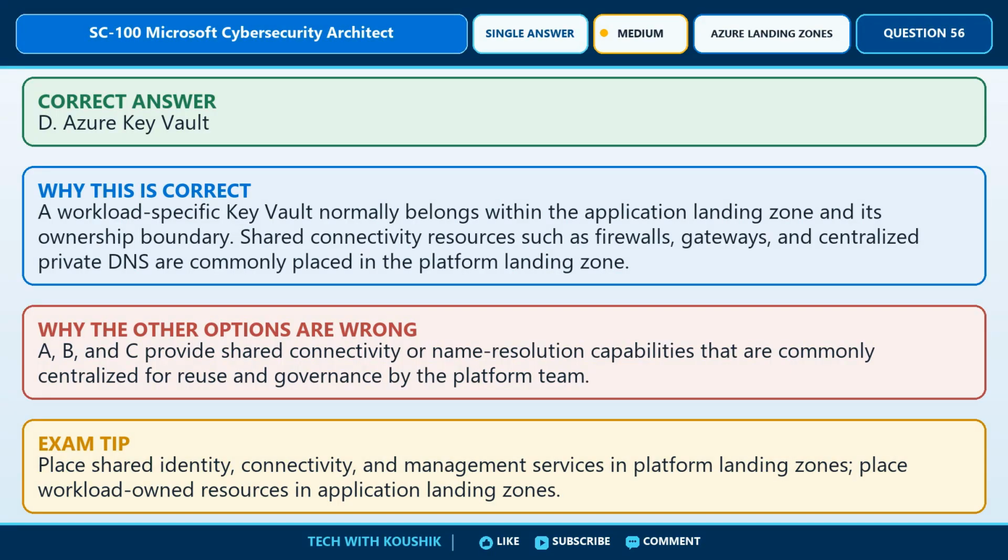The correct answer is option D, Azure Key Vault. Here's why. A workload-specific key vault normally belongs within the application landing zone and its ownership boundary. Shared connectivity resources such as firewalls, gateways, and centralized private DNS are commonly placed in the platform landing zone. Why are the other options not correct? A, B, and C provide shared connectivity or name resolution capabilities that are commonly centralized for reuse and governance by the platform team. Exam tip. Place shared identity, connectivity, and management services in platform landing zones. Place workload-owned resources in application landing zones.